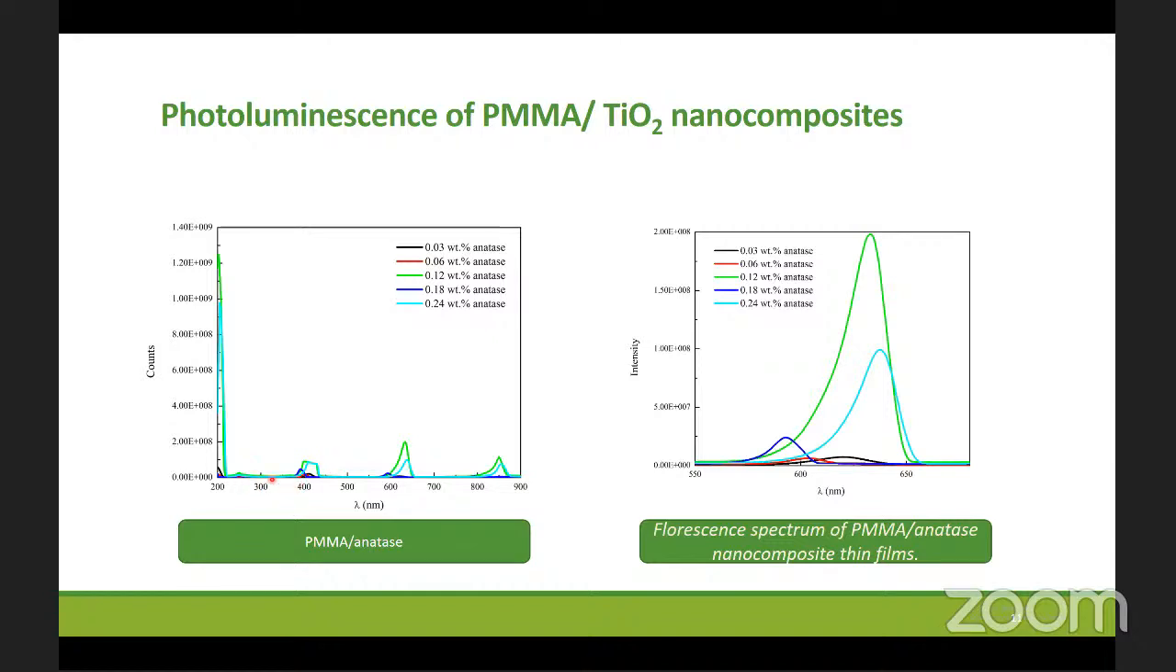This peak corresponds to the band edge emission. The second one, which is cut for saturation, is the original luminescence from the titanium dioxide nanoparticles. And this peak at 632 nanometers, which is a green emission, is because of the recombination of the photo-generated holes and singly ionized electrons in the valence band.